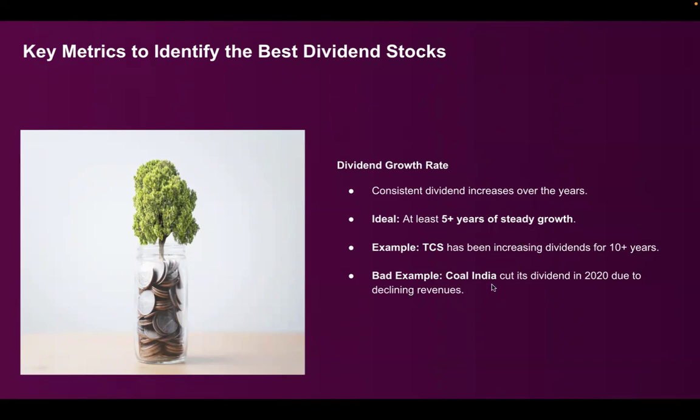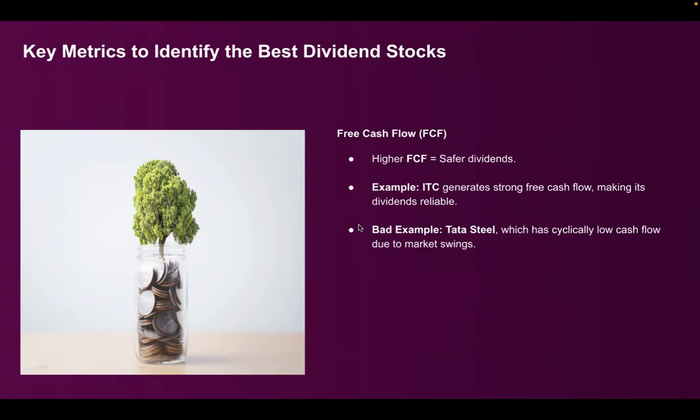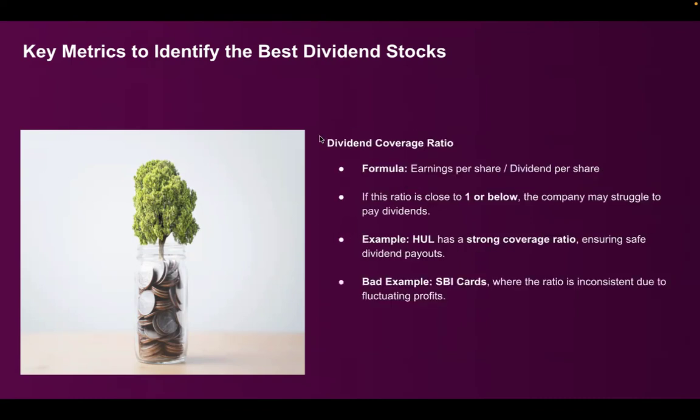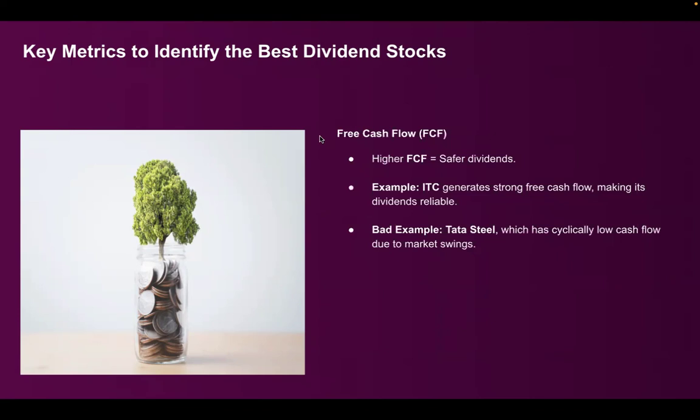Coal India did not have revenue growth. In fact, it had revenue degrowth in 2020, because of which it did not pay dividends in 2020, which is not a good sign. The last thing is free cash flow. Net profit is a number that is presented in the income statement, whereas cash flow is the real cash flow that comes into the business's account. So the higher the free cash flow, the safer your dividend payment is.